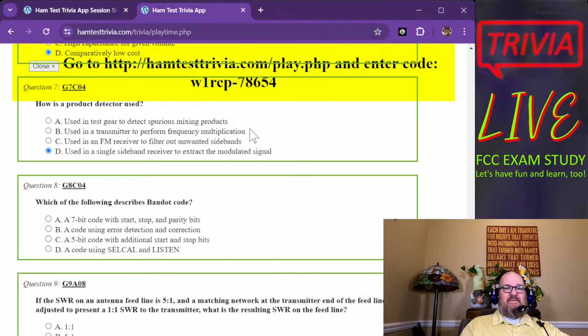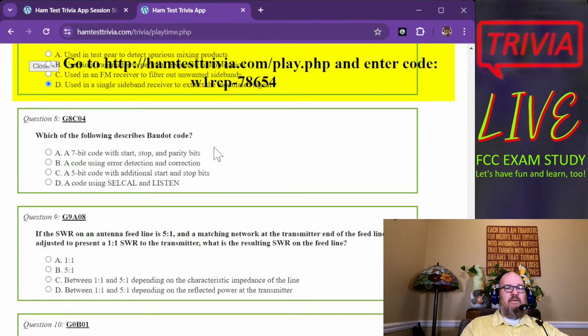Let's see, Eddie, if you need the code, it's W1RCP-78654. Almost counted backwards. I'm finding that this is bad. This is really bad that I don't know these.